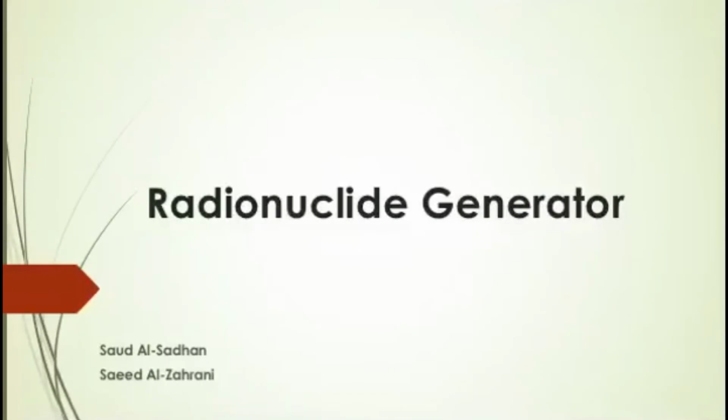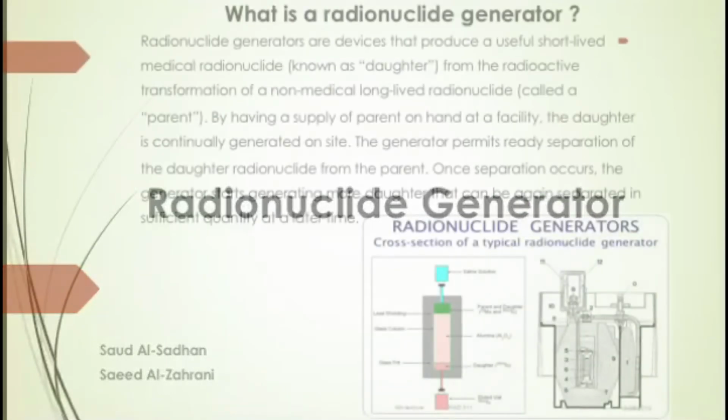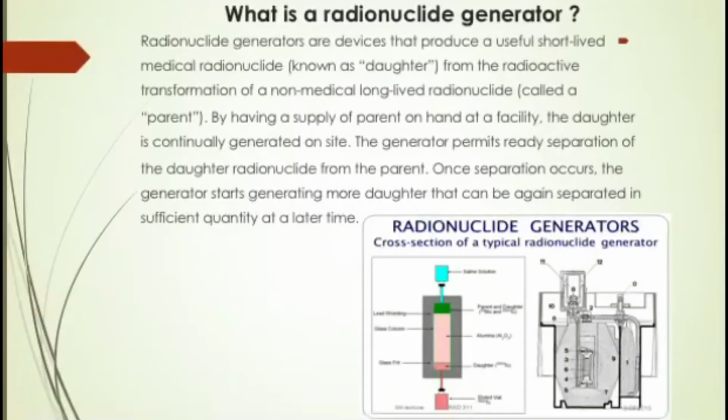Radionuclide generator. What is a radionuclide generator? Radionuclide generators are devices that produce a useful short-lived medical radionuclide known as a daughter from the radioactive transformation of a non-medical long-lived radionuclide called a parent. By having a supply of parent on hand at a facility, the daughter is continually generated on site.